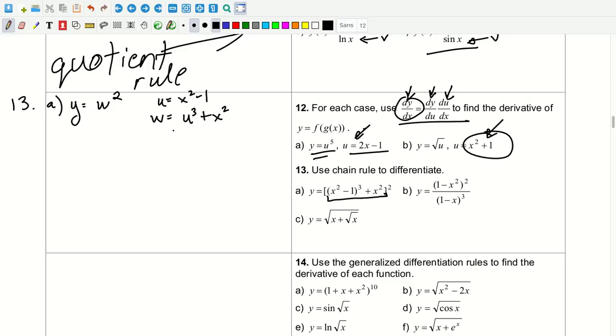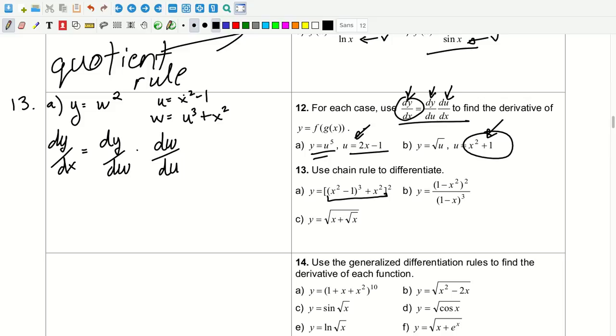So let's see if this works. To do the derivative then, I need dy/dx. That's my answer in the end. That's y prime. It's got to be dy/dw times dw/du. This doesn't look right. Well, no, okay, because I haven't rewritten this properly.